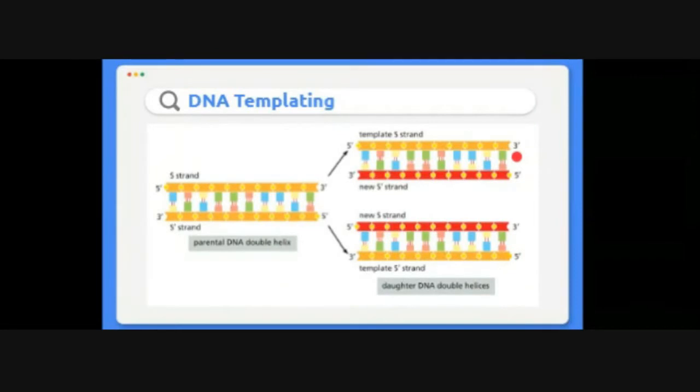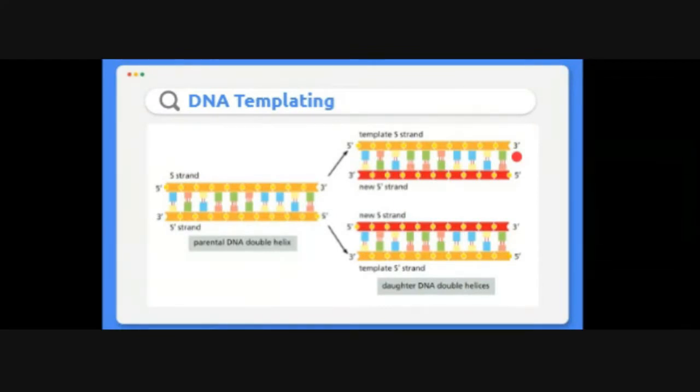And now, we go to DNA templating. So, alalahanin nyo sa lecture 1, si Watson and Crick, right? Rewind, lecture 1. Watson and Crick, inaral nila yung DNA structure. And actually, Watson and Crick, they also gave us the idea on how DNA replicates. Actually, sa paper nila on DNA structure, sinulat na nila doon kung paano nagre-replicate daw yung DNA.